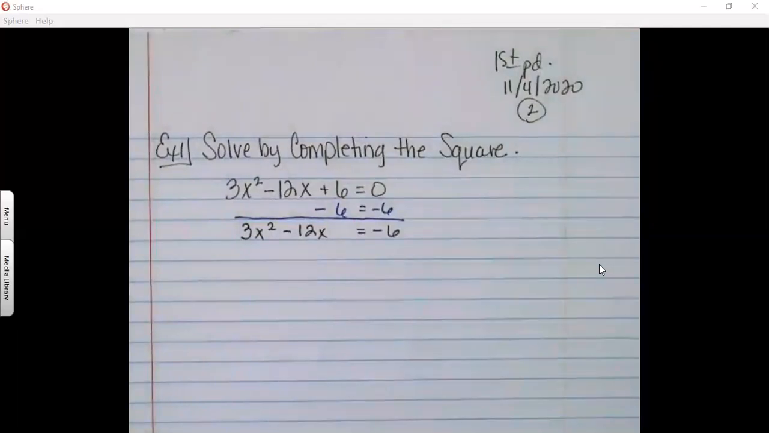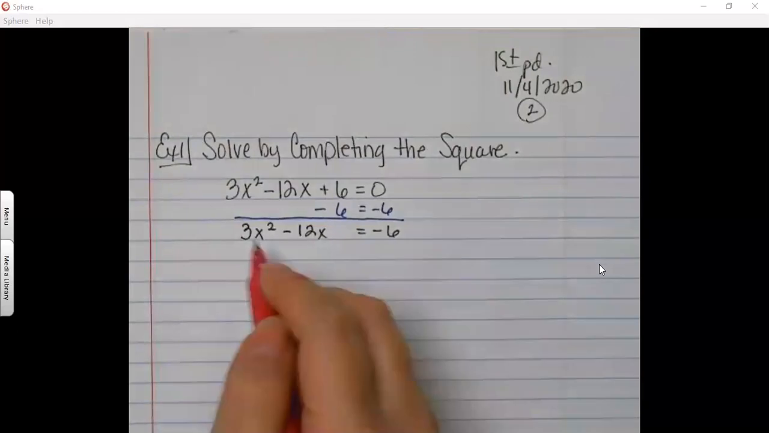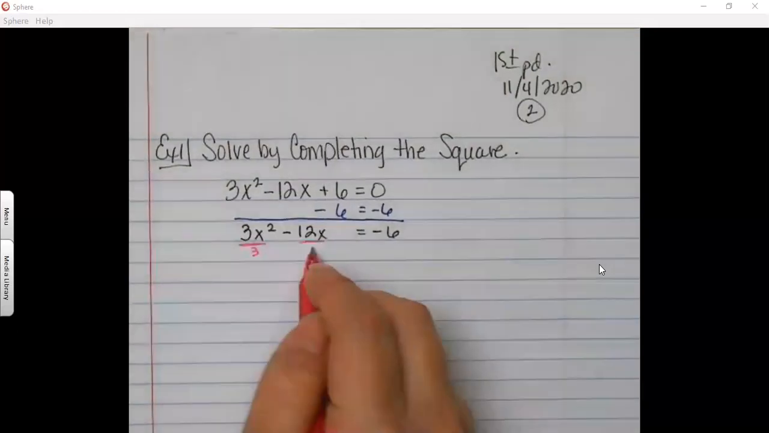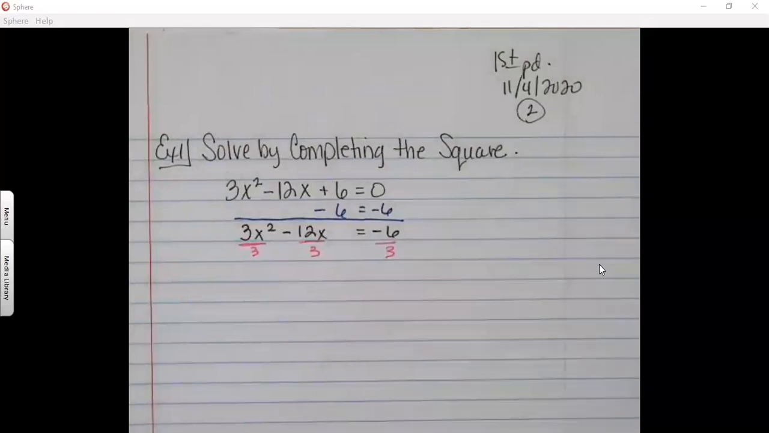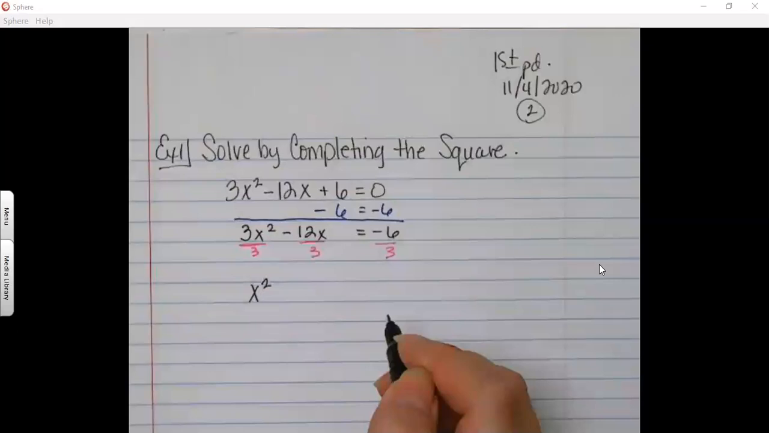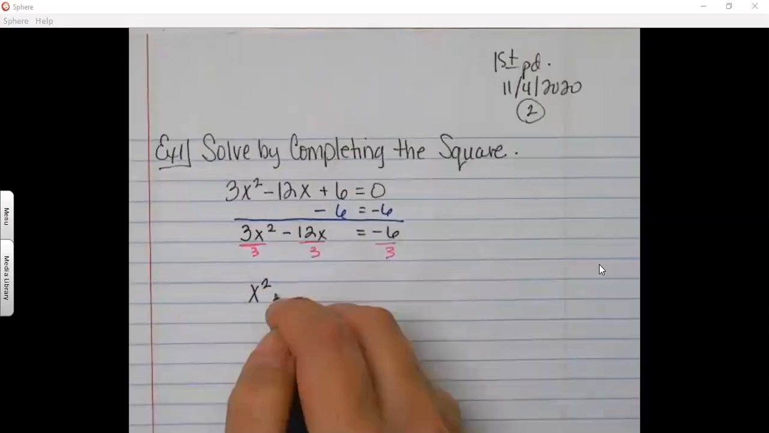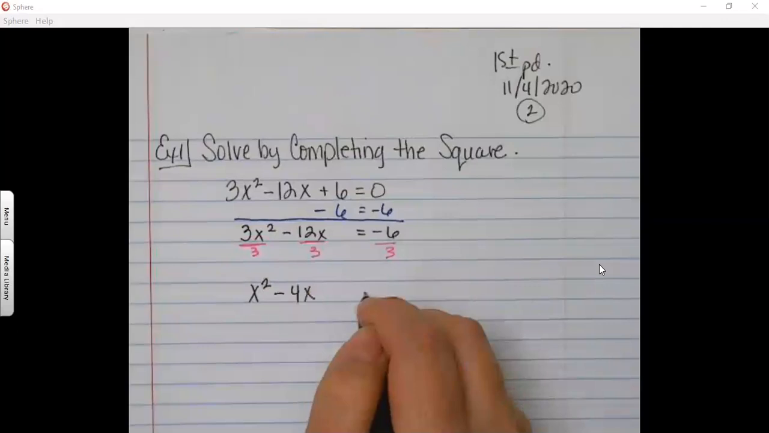Step 2, divide all terms of the equation by a if a is a number other than 1. What is our a in this case? 3. So it's not 1, so we need to divide all terms on both sides of the equation. We're going to divide each term by a. You want that leading coefficient to be a 1. So 3x squared divided by 3 is x squared. Negative 12x divided by 3 is negative 4x, equals negative 6 divided by 3 is negative 2.